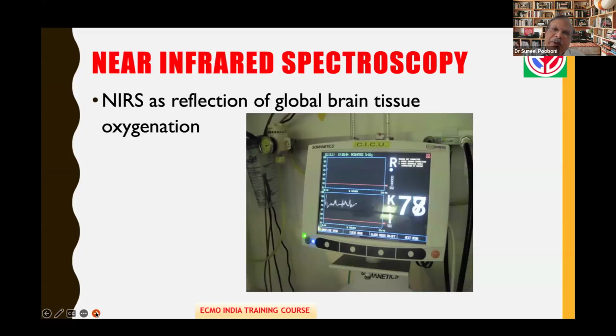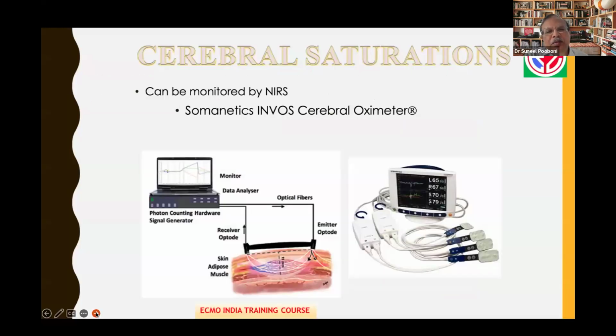We worked with near infrared spectroscopy for a decade and a half. This is a good reflection of global brain tissue oxygenation. There are two probes. One probe we tend to keep over the region of the kidneys as the somatic saturation, and the second probe over the region of the brain, that is over the scalp, as the cerebral saturation.